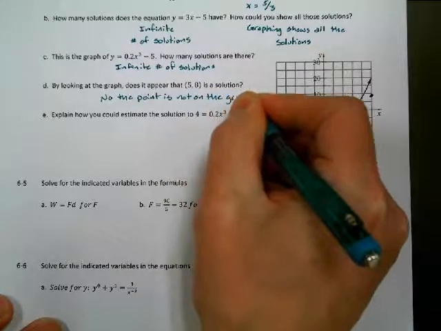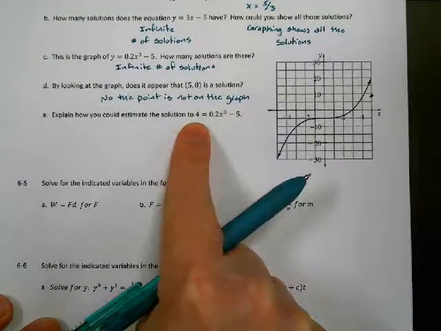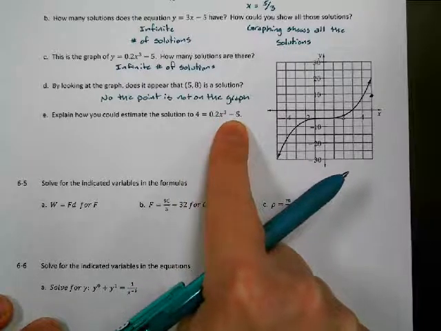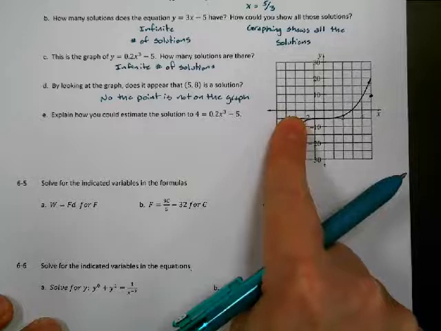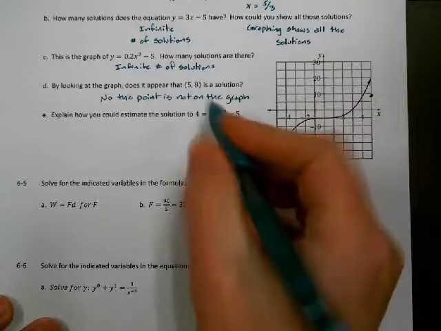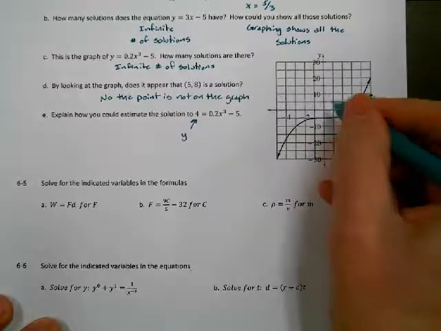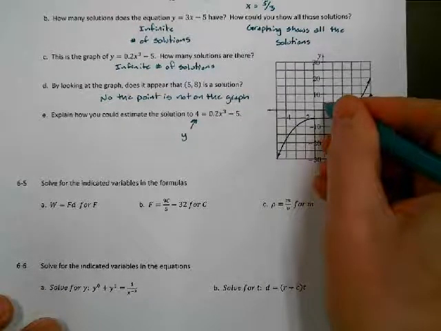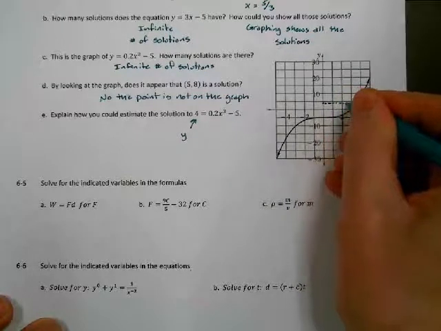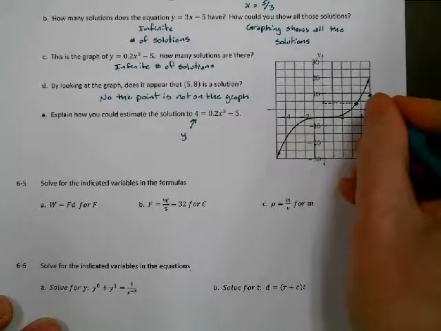All right, explain how we can estimate the solution of 4 equals 0.2 x to the third minus 5. Well, this kind of comes back to what we've been talking about before, is that these are solutions. Now, 4 is the y value. So where is 4 on the y-axis? Well, in this case, it'd probably be about right here. That's 4. So let's see where it passes through at 4. Looks like about right here. That point right there has a y value of 4.